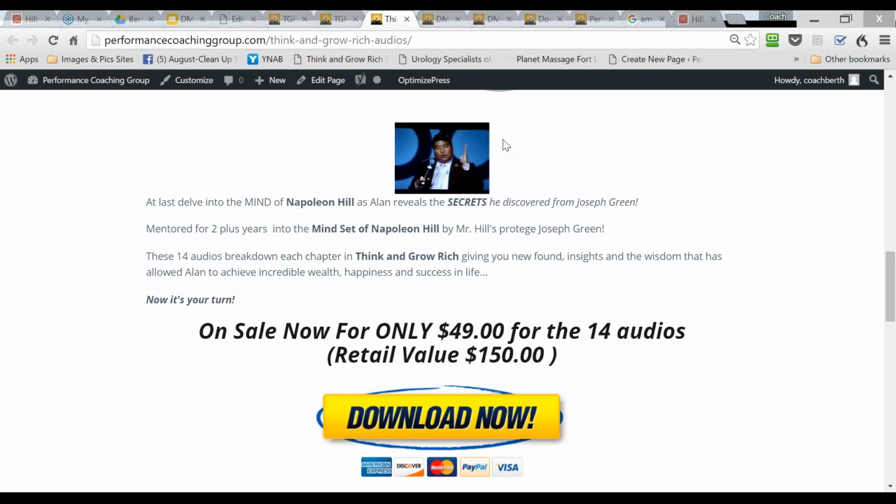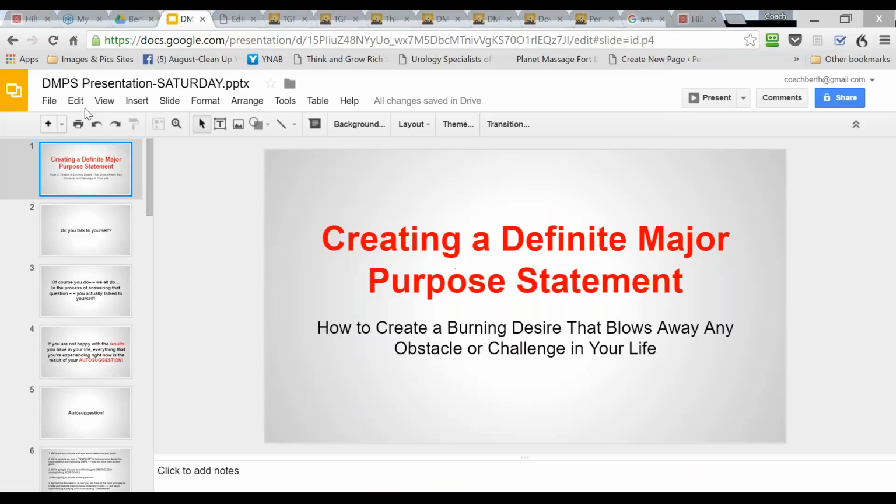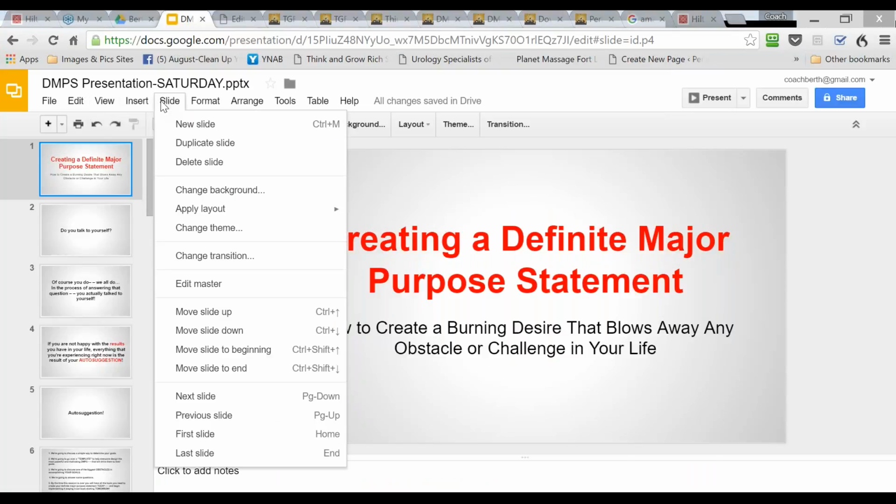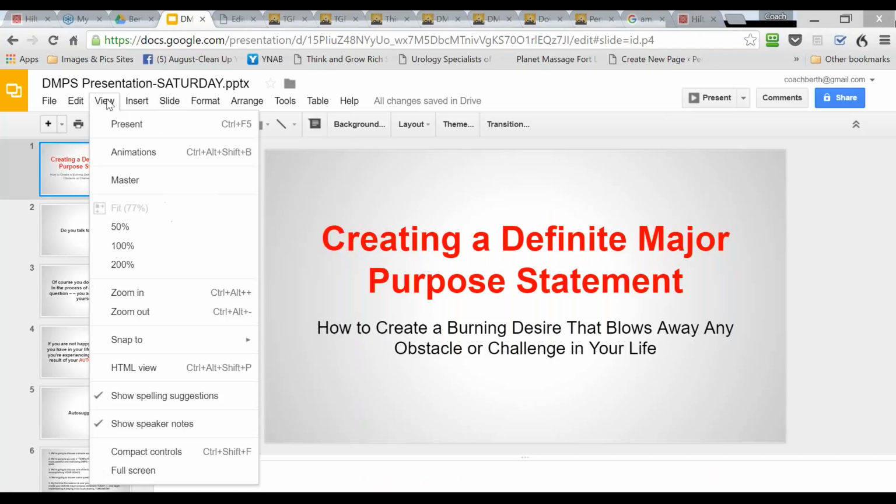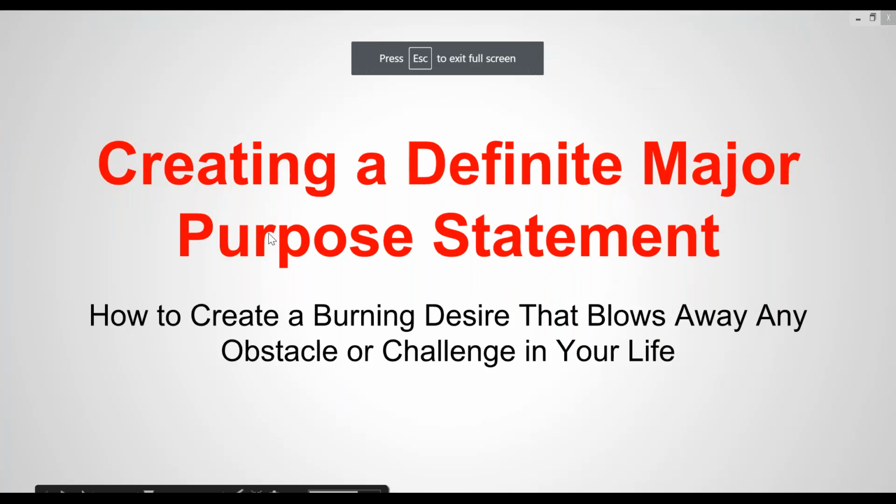Absolutely. So let's go back and take a look at one of the most important principles, or one of the most important things that you can do to create the type of belief that you need to accomplish your goals.